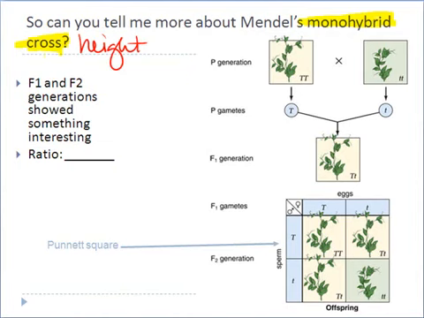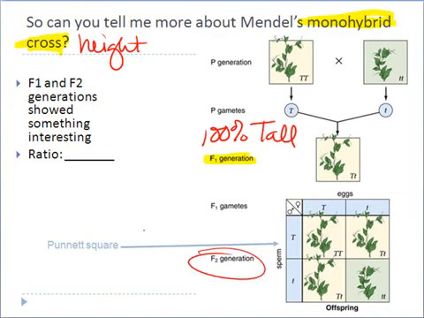And then he carefully counted up how many tall and short plants he had in the first generation, and then he crossed members of the first generation together and then counted up in their offspring how many tall and short plants he had. And what he found was, again, in the first generation, the F1 generation, 100% of his plants were tall, and in the second generation he had 75% of his plants being tall and 25% of his plants being short.